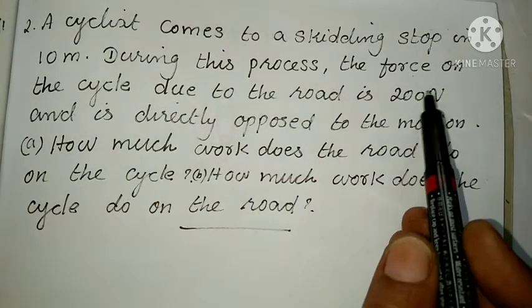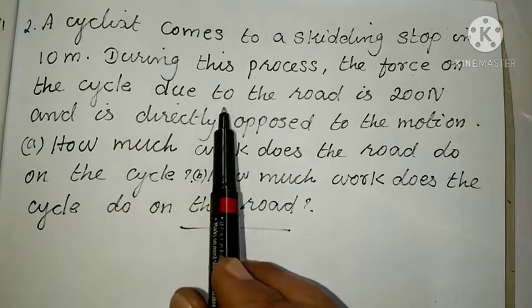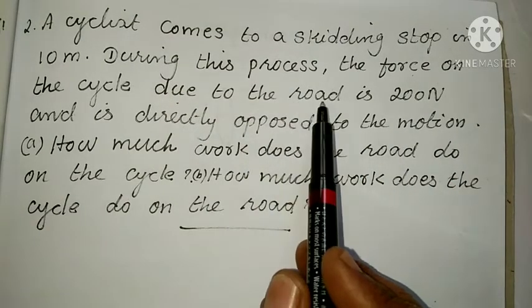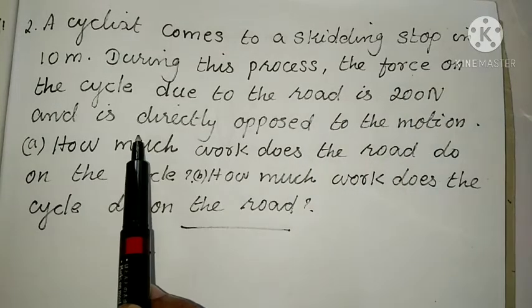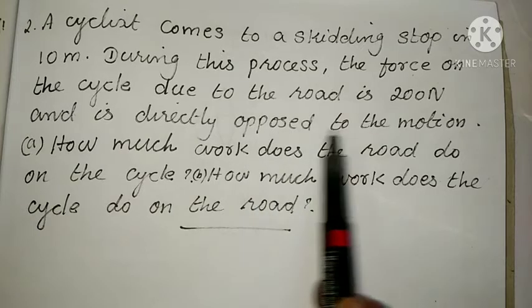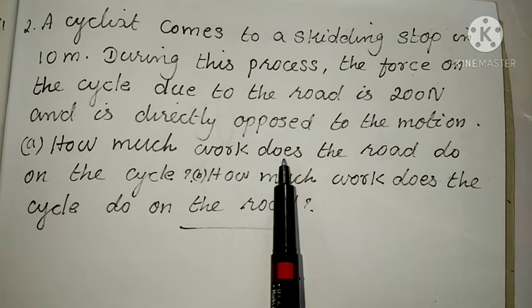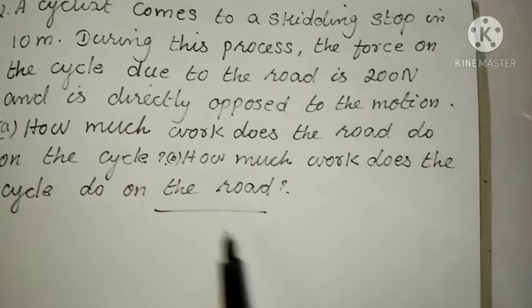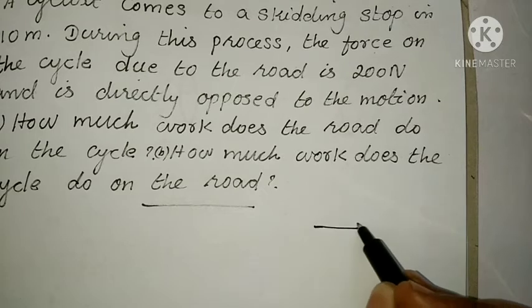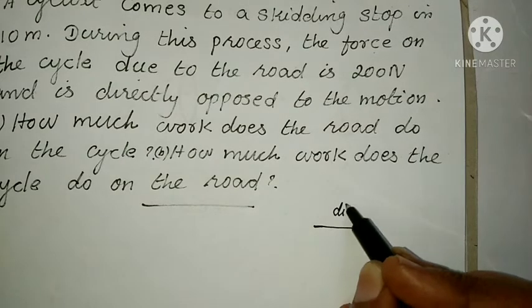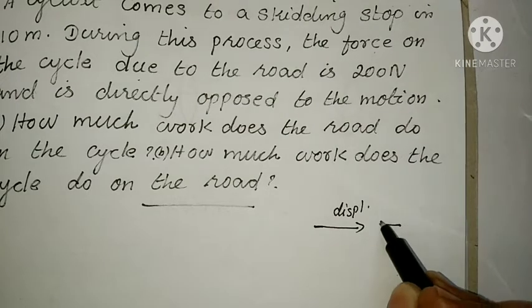So during this process, what is the force acting? That is the force on the cycle due to the road. Due to the road, the force acting on the cycle is 200 Newton and the road opposes the motion of the cycle. So first question, how much work does the road do on the cycle? So here the cycle moves in the forward direction. That is the displacement of the cycle, and the road opposes the motion of the cycle.